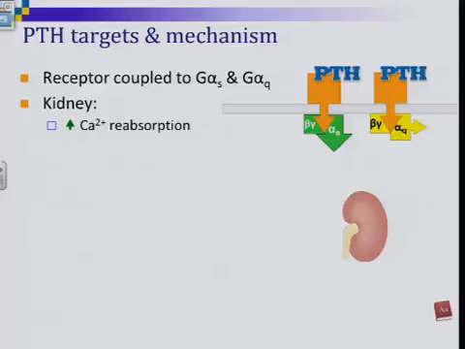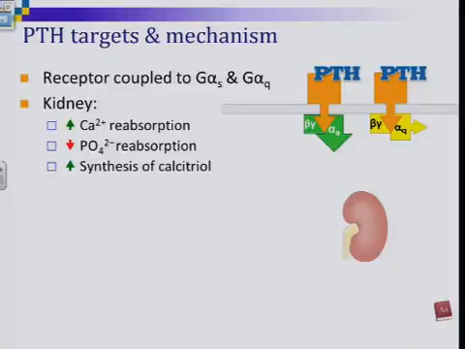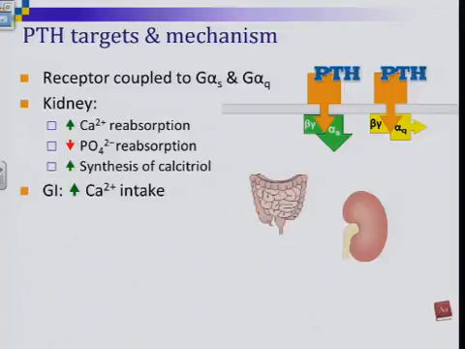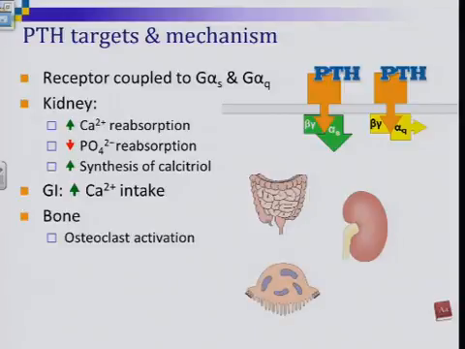In the kidney, it stimulates calcium reabsorption and decreases phosphate reabsorption. It also stimulates synthesis of the active form of calcitriol in the kidney. In the GI, it also promotes calcium uptake. And in the bone, it stimulates osteoclast activation, which ends up increasing calcium resorption from the bone to increase the levels of calcium in the blood.